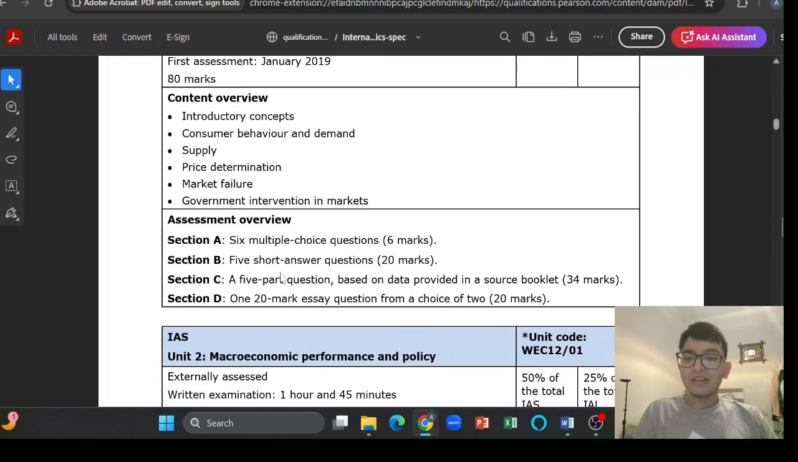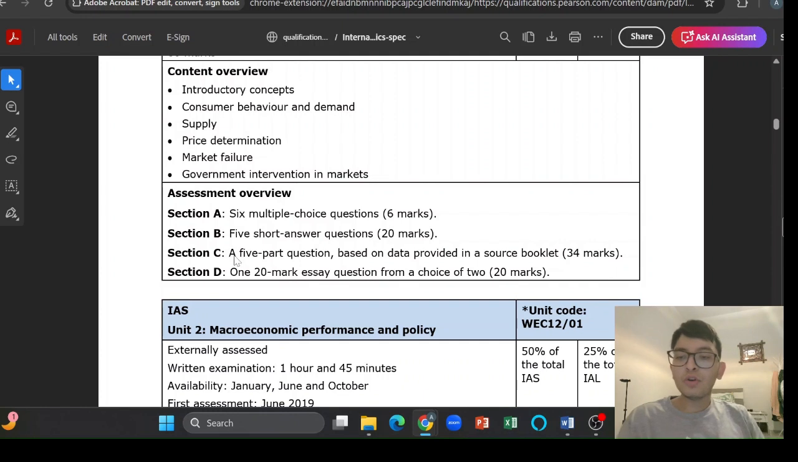Now let's move on to the assessment overview. So for both Unit 1 and Unit 2, the paper structure is the same. Only when you go to year 13, the paper structure is different. So for year 12, the paper structure is basically 6 MCQs in section A, which is 6 marks. Then in section B, there are 5 short answers, which are 4 marks each. So the total marks for section B is 20 marks.